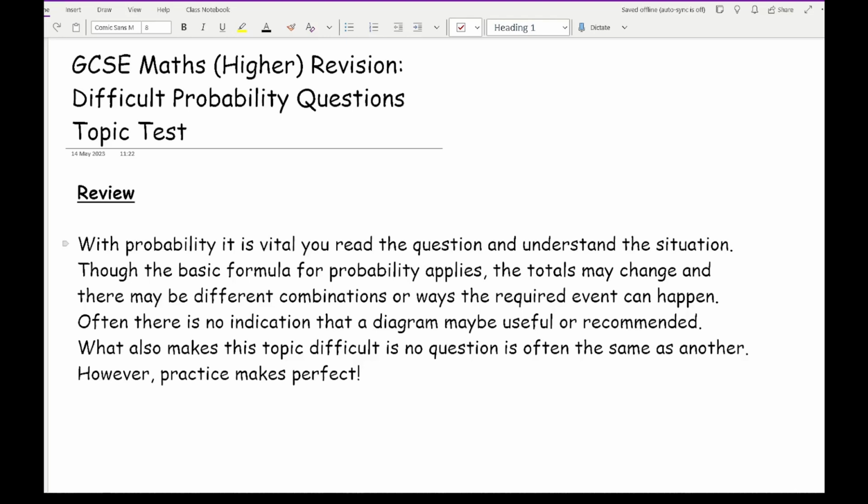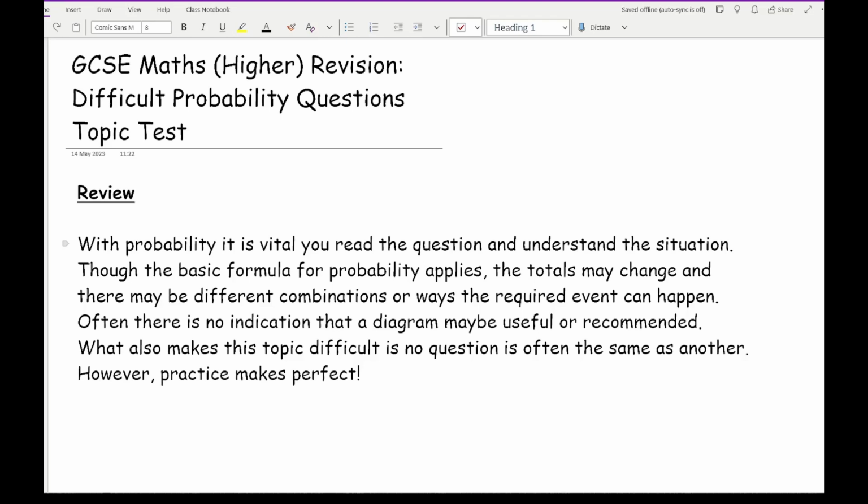Though the basic formula of probability applies, where it's the number of times an event can happen over the total number of times, the totals may change depending on whether it's classed as conditional probability or just regular independent probability. And there also may be different combinations or ways in which the required event can happen. Often there is no indication that a diagram may be useful, so you need to have Venn diagrams, tree diagrams and sample space diagrams in the forefront of your mind when answering these types of questions.